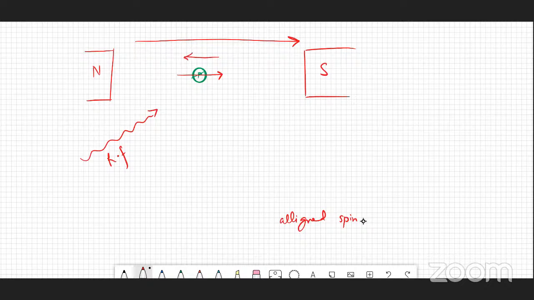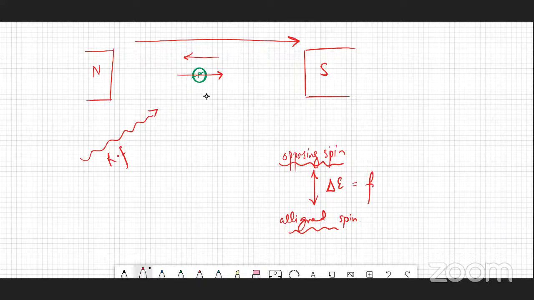So the opposing spin is the high energy state. So you have a low energy state and you have a high energy state, and there's this energy gap between them. And this energy gap is proportional to a very specific frequency. So from the radio spectrum, the proton is not going to absorb any random frequency.